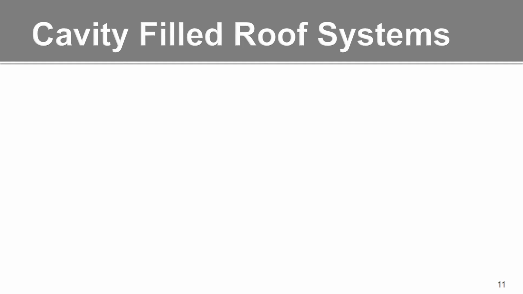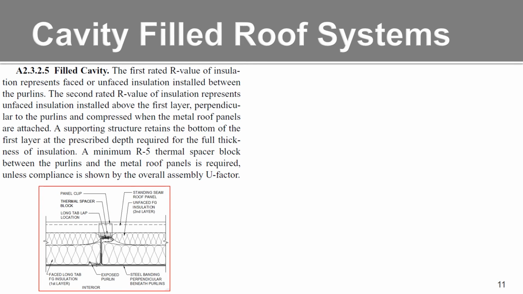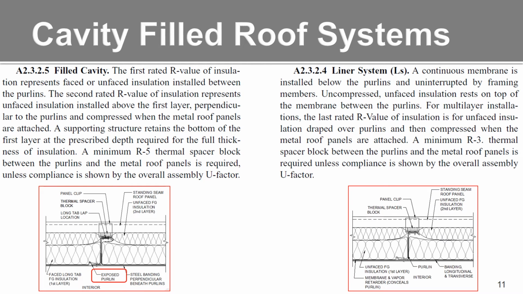But before we provide the options, let's define the cavity-filled systems. ASHRAE 90.1 includes assembly descriptions for the filled cavity, and it assumes a standing seam roof with an R5 thermal spacer block. I believe on the last slide I said R3. Got confused. That's more so for the liner system. But R5 for the filled cavity system per the assembly description. And for the liner system, it assumes an R3.